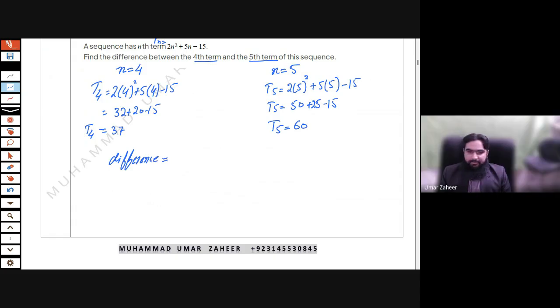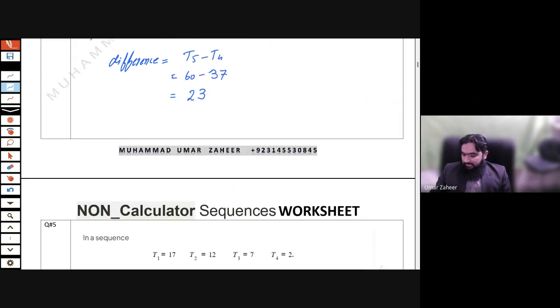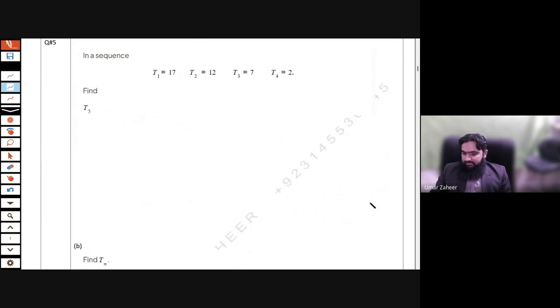We always subtract the smaller value from the bigger value. So T5 minus T4, that is 60 minus 37. That will be 23. Yes, Mehran. Tell me about this one.